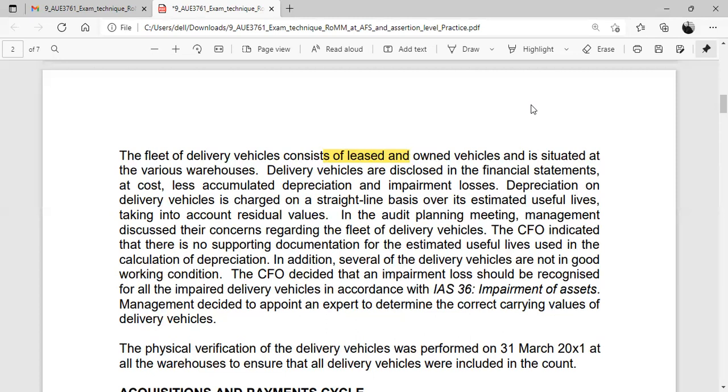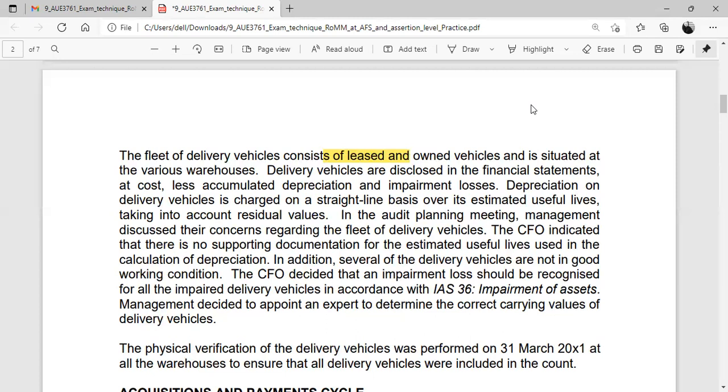In the audit planning meeting, management discussed their concerns regarding the fleet of delivery vehicles. The CFO indicated that there is no supporting documentation for the estimated useful lives used in the calculation of the depreciation. So, okay, there's no supporting documentation for the estimated useful lives used in the calculation of depreciation.